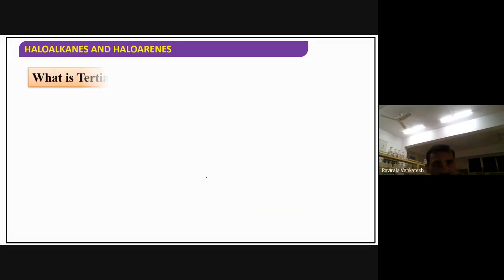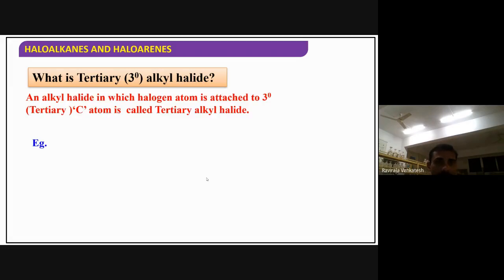Now let me move on to the tertiary alkyl halide. What is a tertiary alkyl halide? The halogen is attached to a tertiary carbon. Now, what is a tertiary carbon? Very simple. The halogen bonded carbon is bonded to 3 carbons: 1, 2, 3. This one is the halogen bonded carbon, bonded to how many? 1, 2, 3. Therefore, this is called a tertiary alkyl halide.